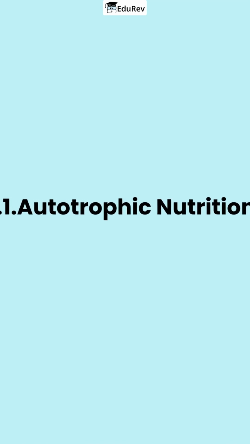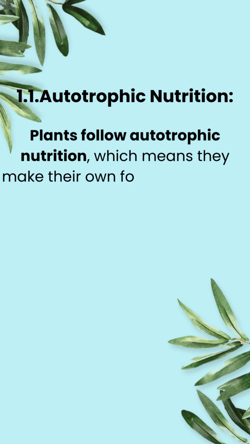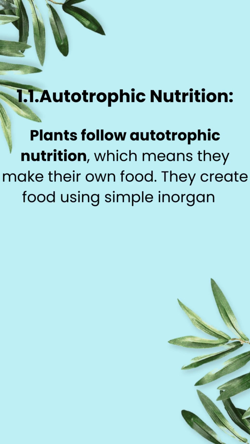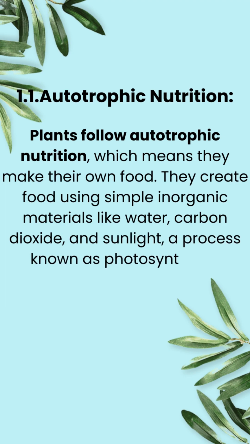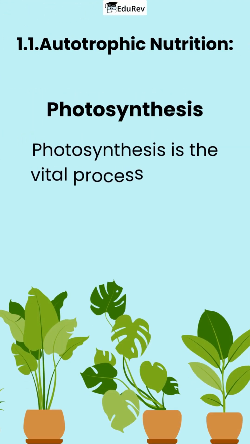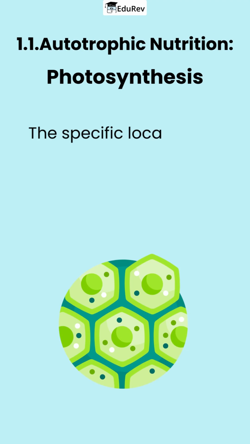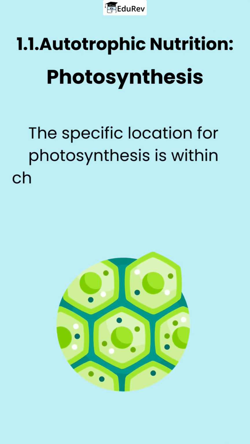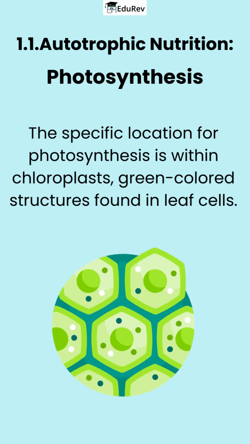Autotrophic nutrition. Plants follow autotrophic nutrition, which means they make their own food. They create food using simple inorganic materials like water, carbon dioxide, and sunlight, with a process known as photosynthesis. Photosynthesis is the vital process through which plants prepare their food. It occurs within the leaves of plants. The specific location for photosynthesis is within chloroplasts, which are green-colored structures found in leaf cells.